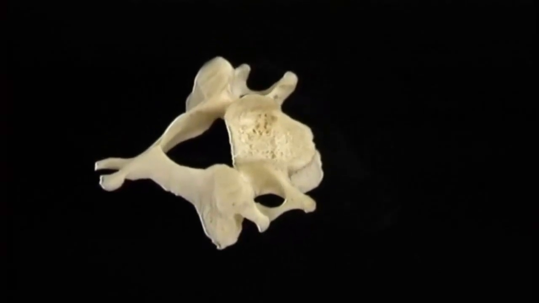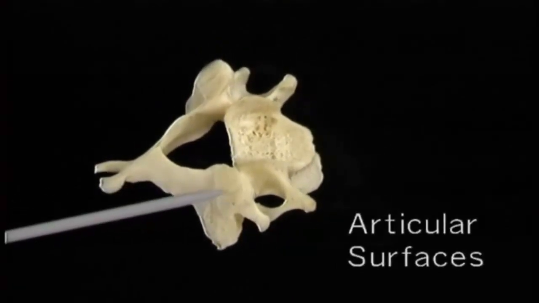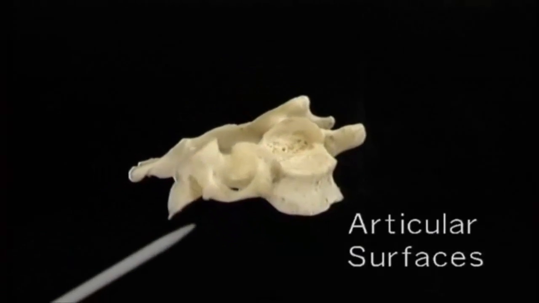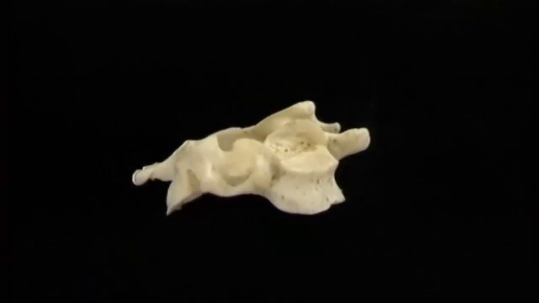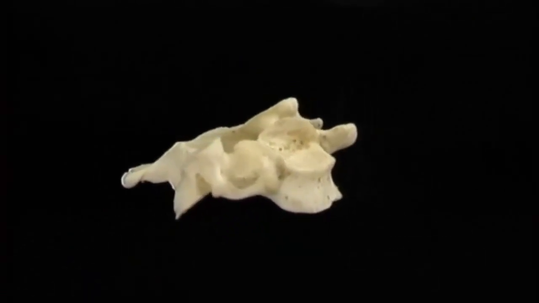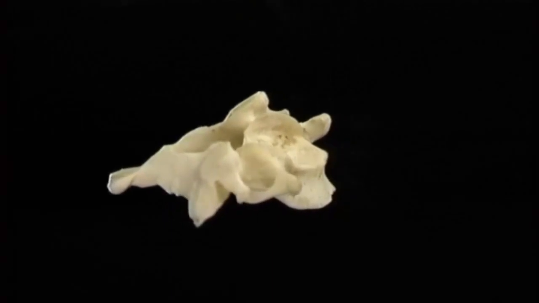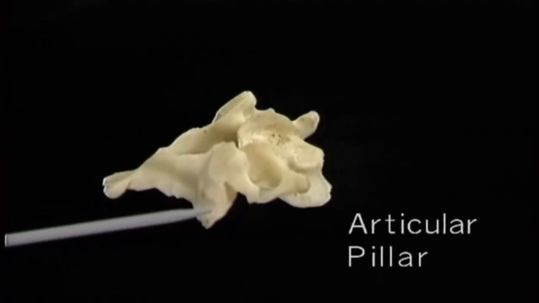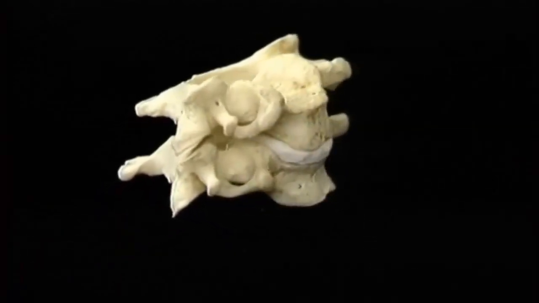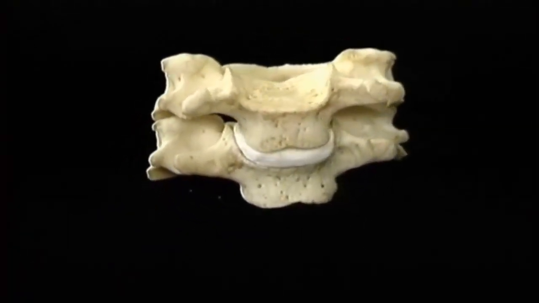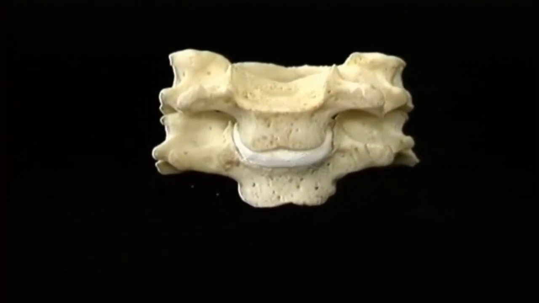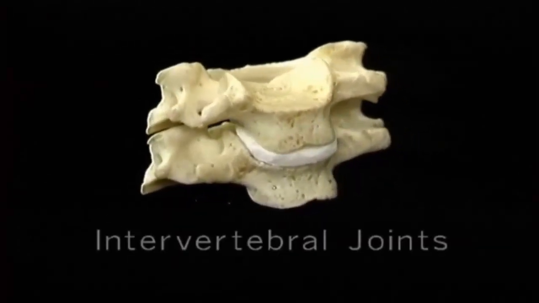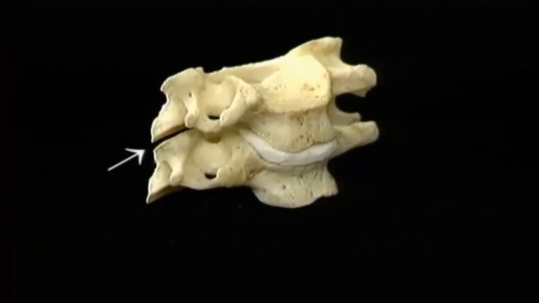On each side there are 2 articular surfaces, one above and one below, which form the intervertebral joints. The articular surfaces slope upward and forward. They are connected by this mass of bone, the articular pillar. Each vertebra is joined to its neighbors by an intervertebral disc in front and by 2 intervertebral joints behind, one on each side.